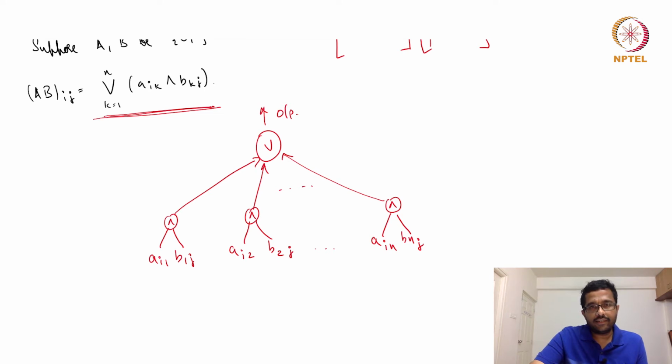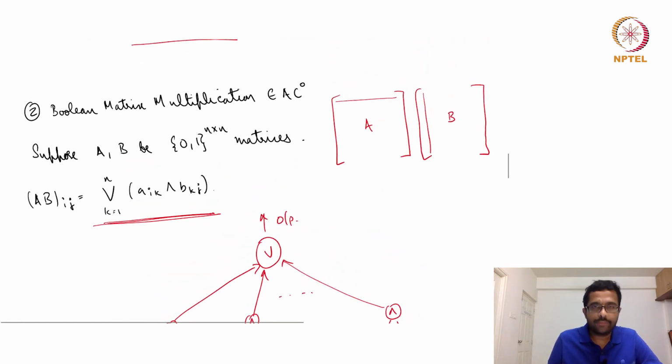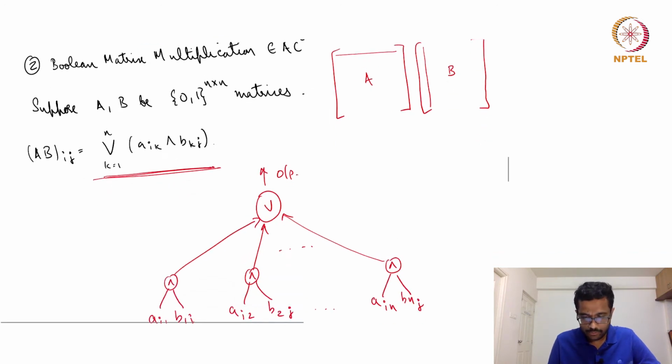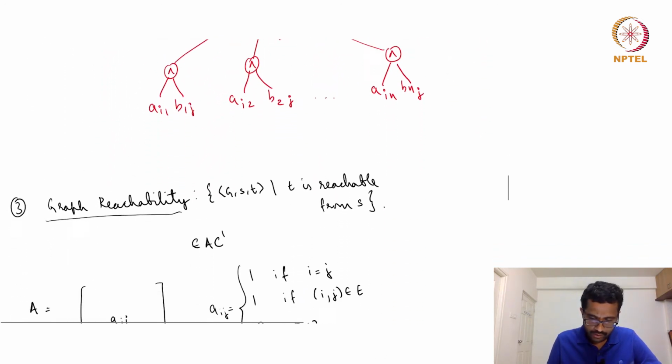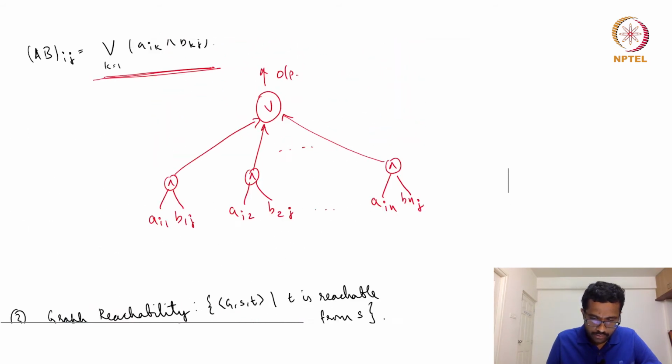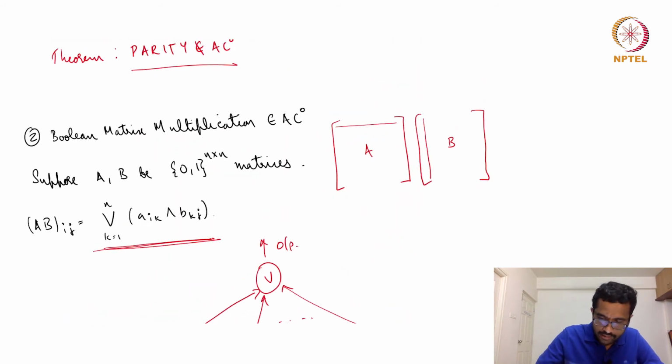So clearly this is a constant depth polynomial size circuit, right? It is a constant depth polynomial size circuit, and this correctly computes the ijth entry of the product. So hence Boolean matrix multiplication is in AC0. Since it's in AC0, it also follows that it is in NC1, because AC0 is contained in NC1.